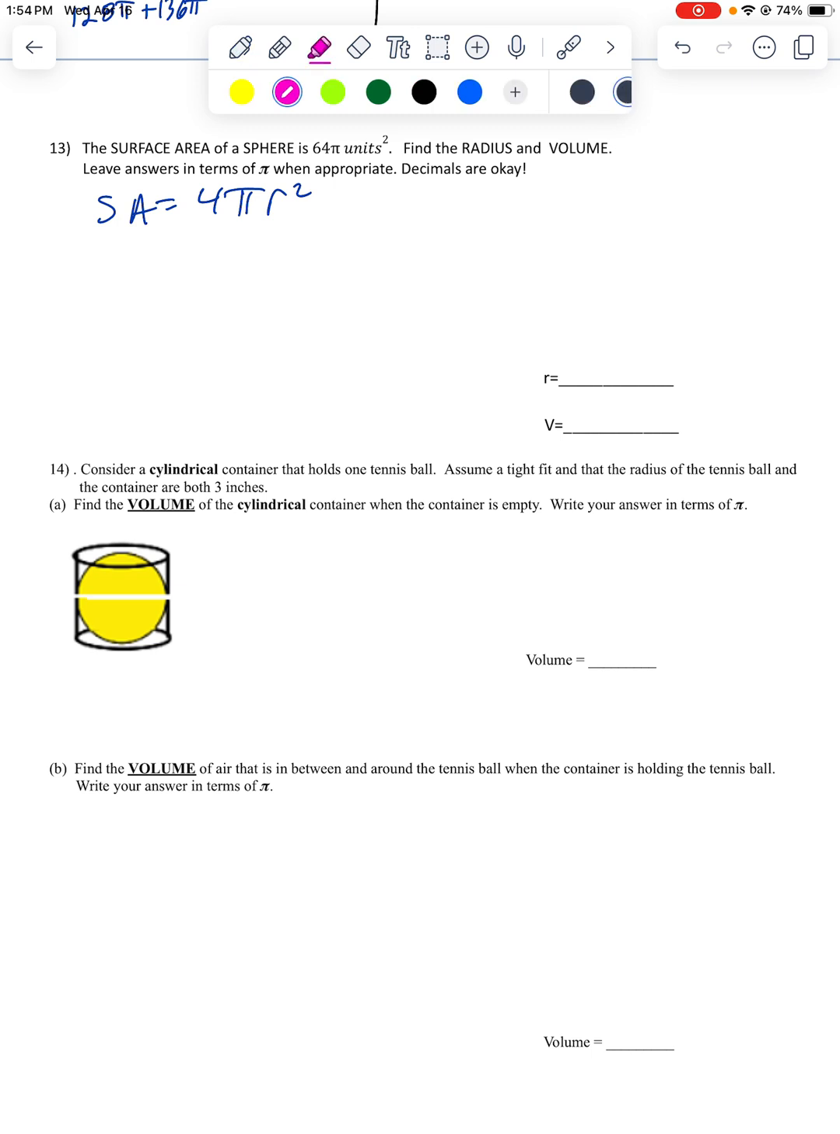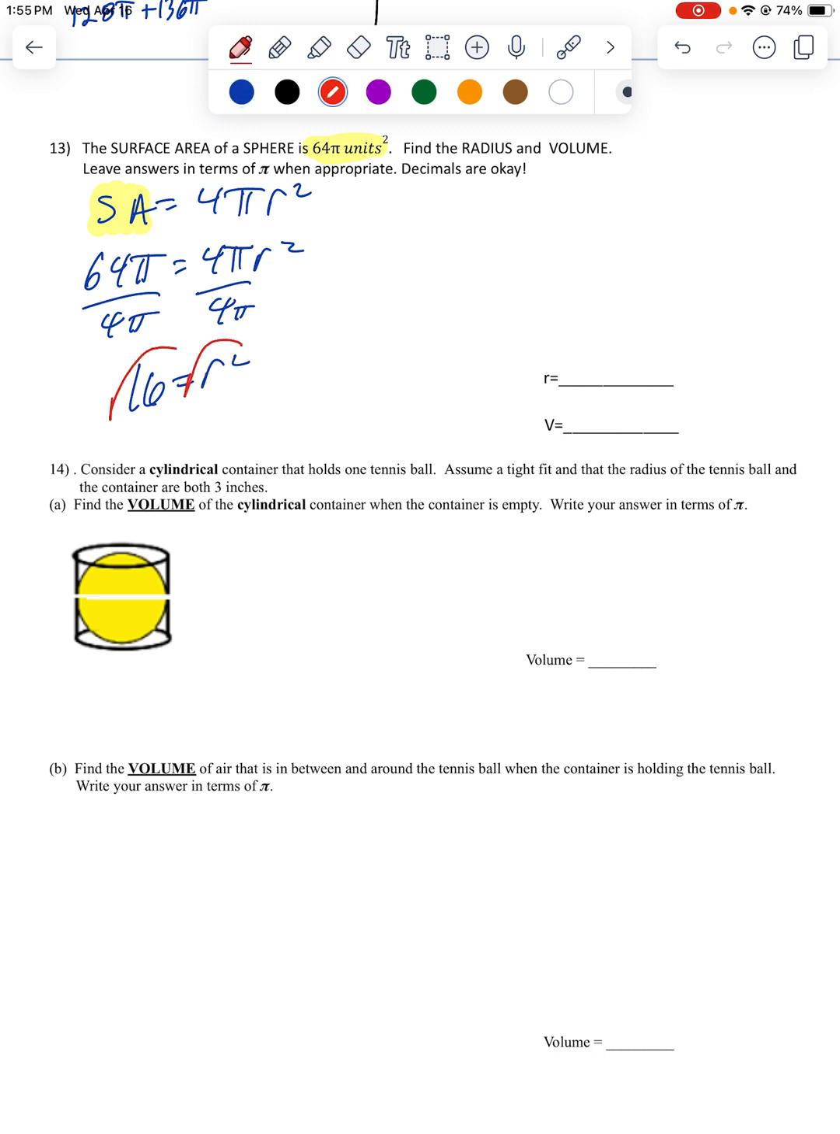It tells us that the surface area is 64 pi units squared, so I plug that in here and solve for r. Divide by 4 pi, excuse me. I get 16 equals r squared. Square root of 16, the radius is 4.